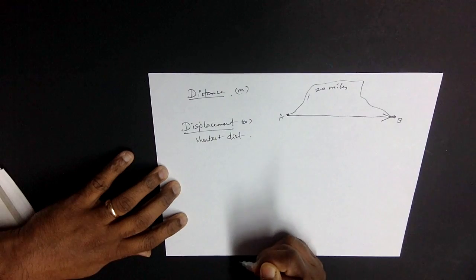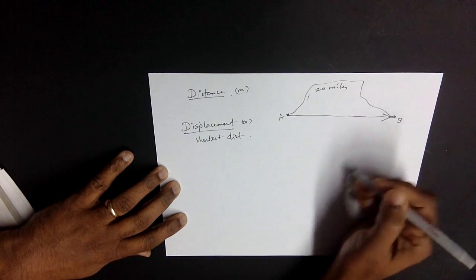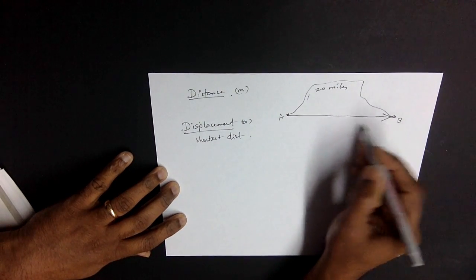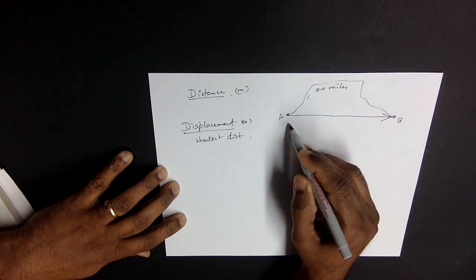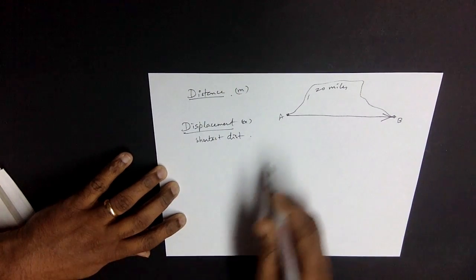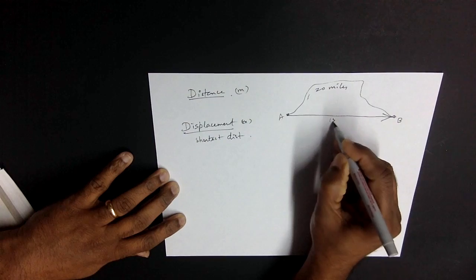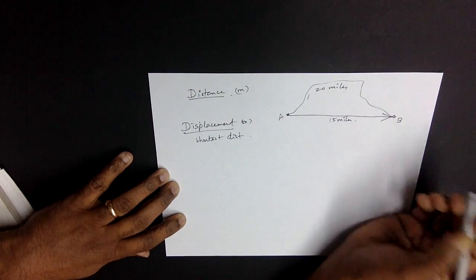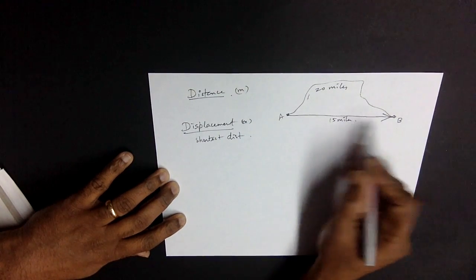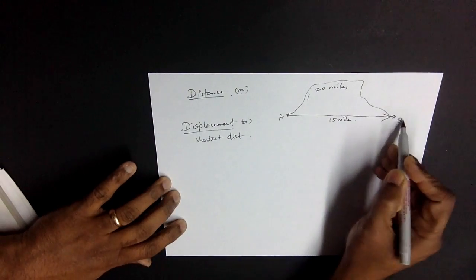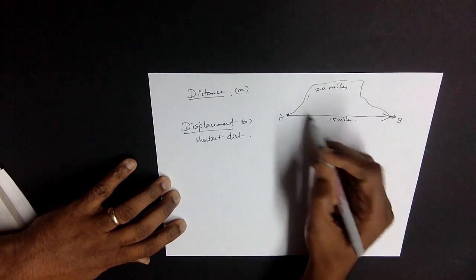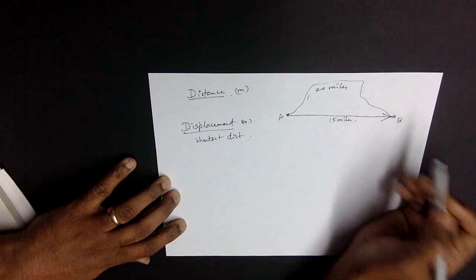And notice the arrow mark that I'm putting there. The arrow mark indicates that there is a certain direction involved in displacement. And this probably is going to be like 15 miles. So the displacement is the shortest distance from the starting point to finishing point, which means it's a line of sight. Whereas distance is the actual length of the path.